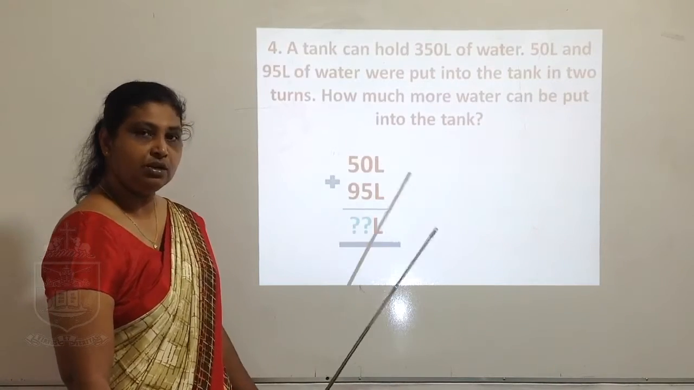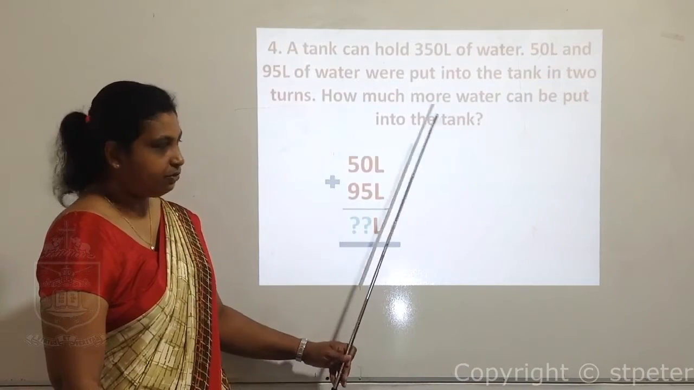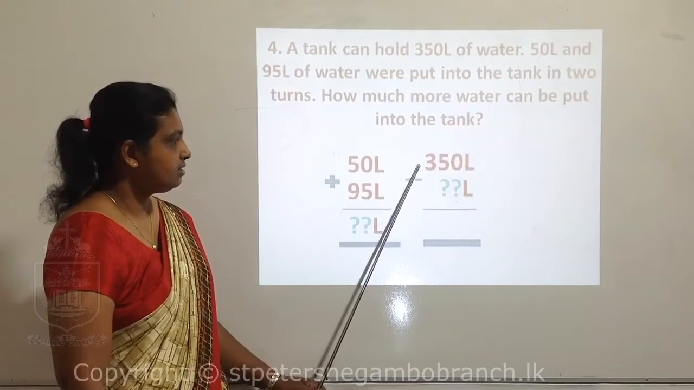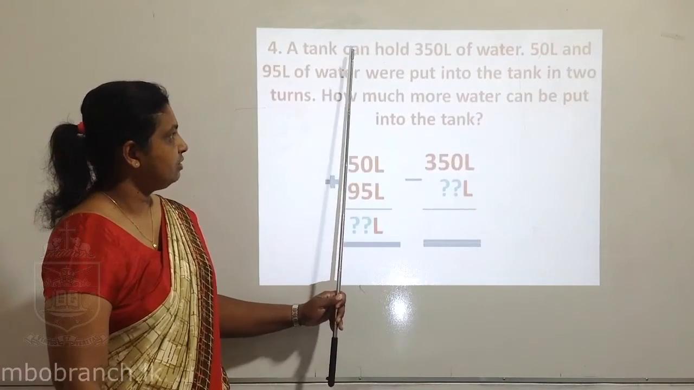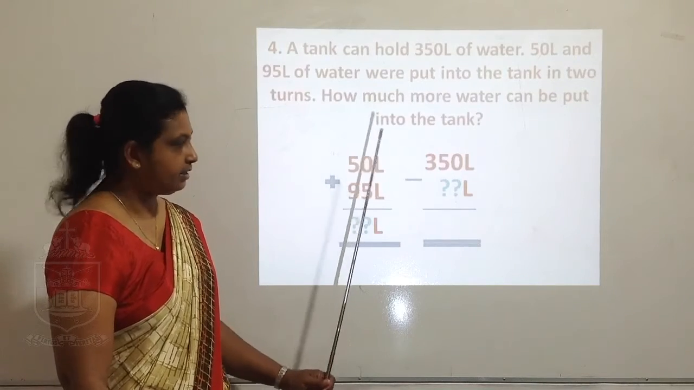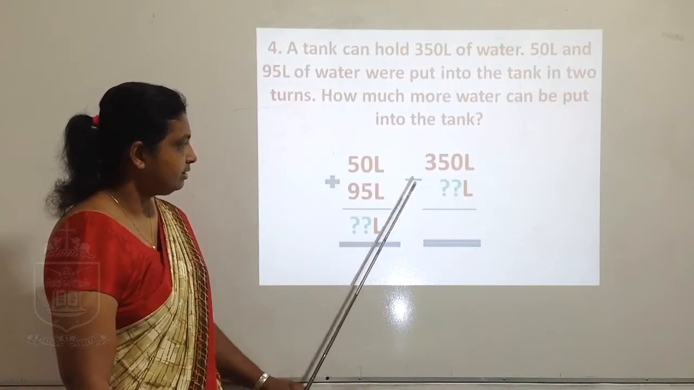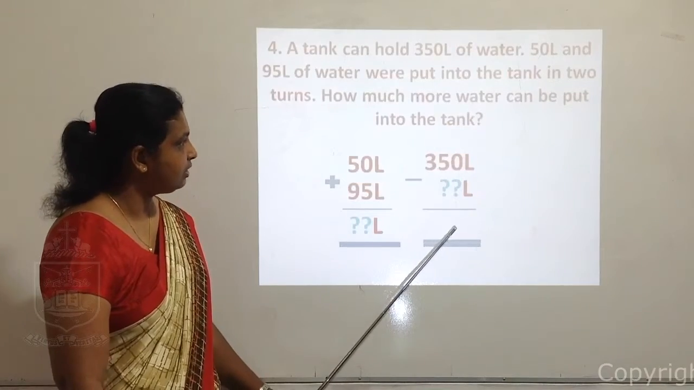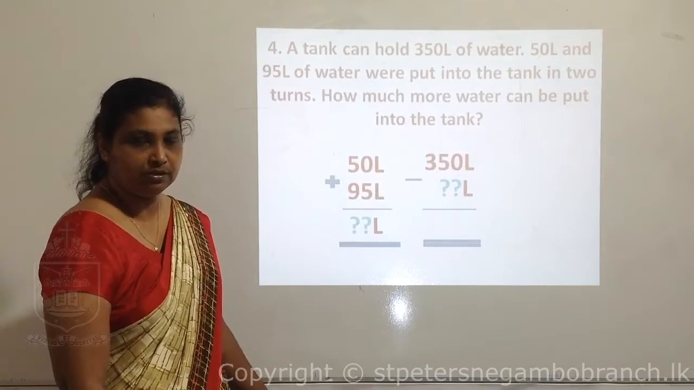This tank has more space. To find the left space, you have to use the 350 liters, which is the capacity of the tank. So this amount of water was put in, but the tank can hold more, right? So the left amount is, you have to subtract this answer from the capacity of the tank. So subtract this, then you get how much more water can be put into the tank.